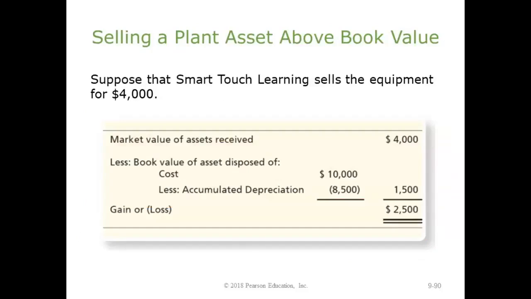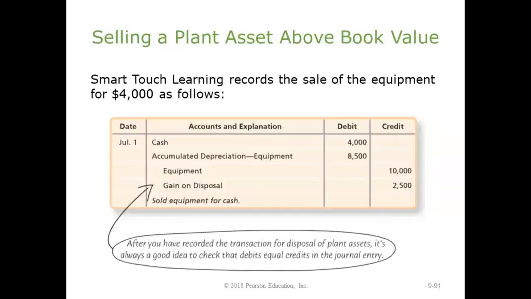Now, in this case here, we sell the equipment for $4,000. So again, the cash that I receive is $4,000. The book value of my asset is $1,500. Since my cash is higher than my book value of the asset, I'm going to have a gain on this transaction. So again, I'm going to receive cash. We'll debit cash of $4,000. We'll debit accumulated depreciation on equipment of $8,500. We'll credit equipment of $10,000, and then the difference is going to be credited to a gain on disposal of the asset. So that's going to be a gain.